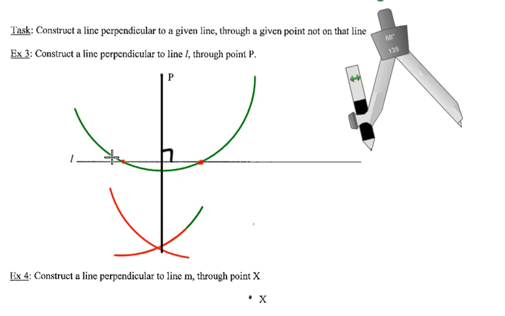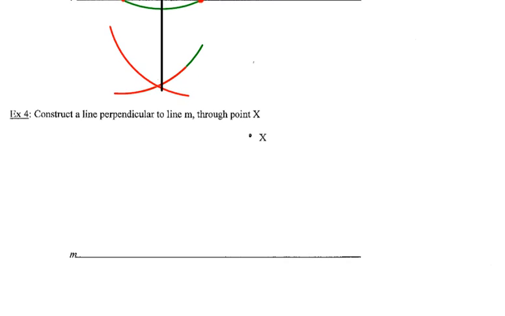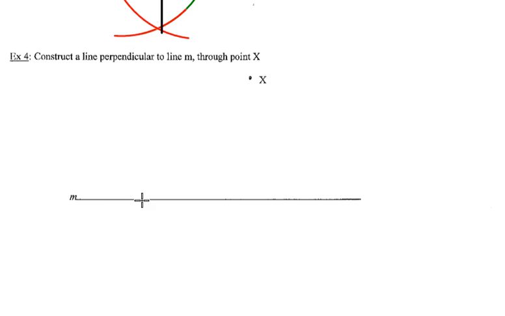So again, just one nice big arc from point P. And then using those 2 points of intersection, a second pair of arcs using the same compass setting, grab your straight edge, and connect the dots. If you need to, remember you can always use your straight edge to extend a line.